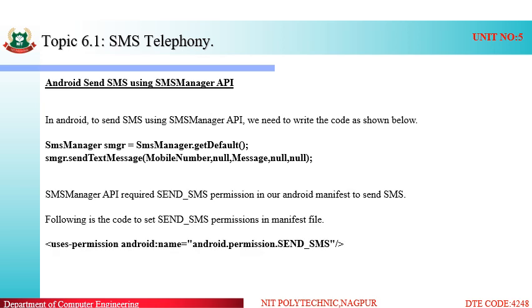Now in addition to this, the SMS manager API requires permission, so we have to include that permission in our manifest file. Simply a line of code is needed in the manifest file, that is uses-permission android:name equals the application name, so android.permission.SEND_SMS. So this is the way we can send the SMS using the default SMS manager API present in Android Studio.